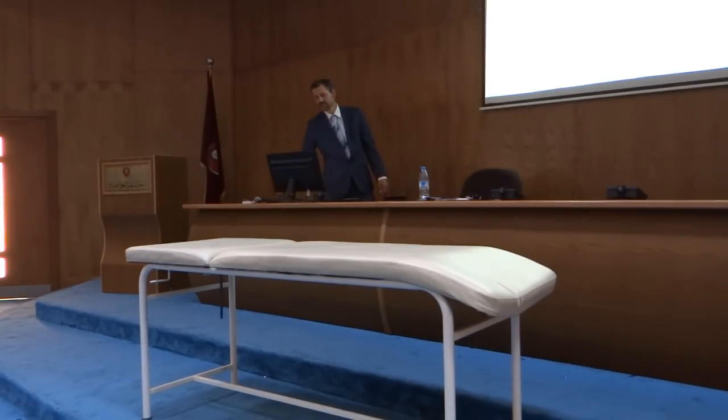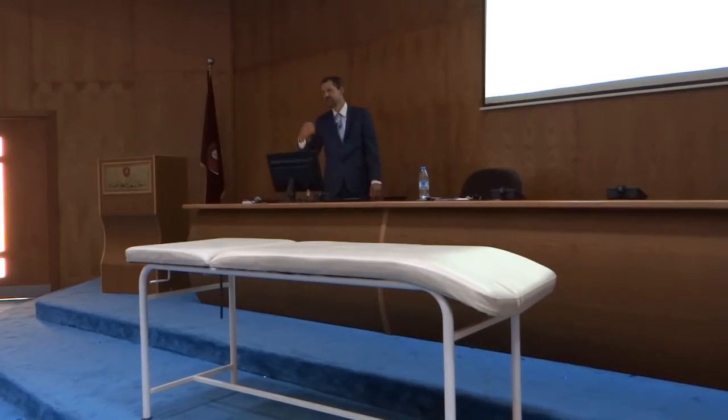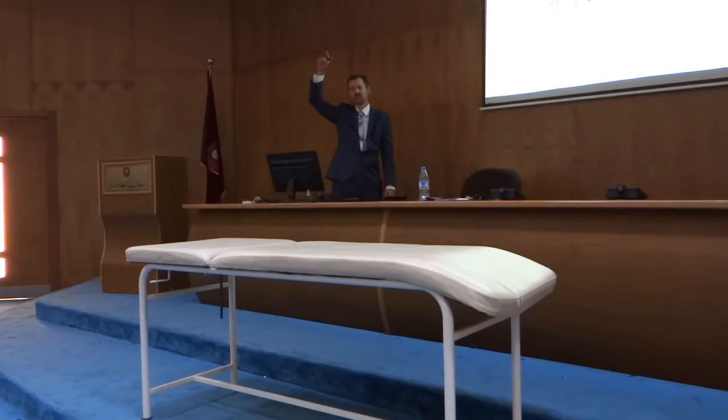So what happens with a person that is overactive, hyperthyroid? What happens to their TSH? Up or down? Down. And T3 and T4? Okay, exactly. You've got the negative feedback loop. If you've got high levels of thyroxine in the bloodstream, that goes back to the hypothalamus and pituitary and knocks down the TSH, therefore trying to reduce the levels of thyroxine the thyroid gland is producing.